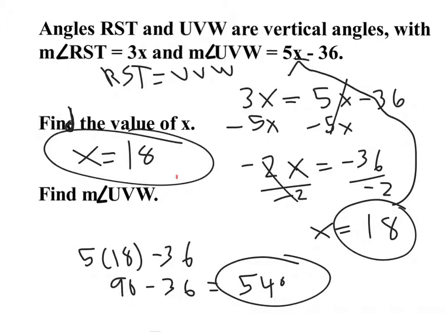Is there any way I can check my answer? Okay, I know that RST should be 54 because UVW is 54. How could I find what RST is? You can multiply 18 by 3. Okay, I replace x with 18. What's 3 times 18? 54.